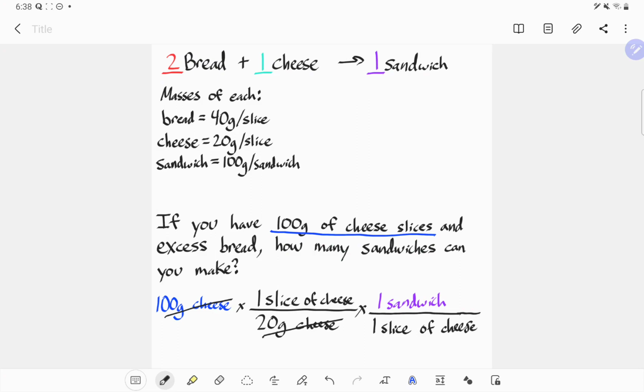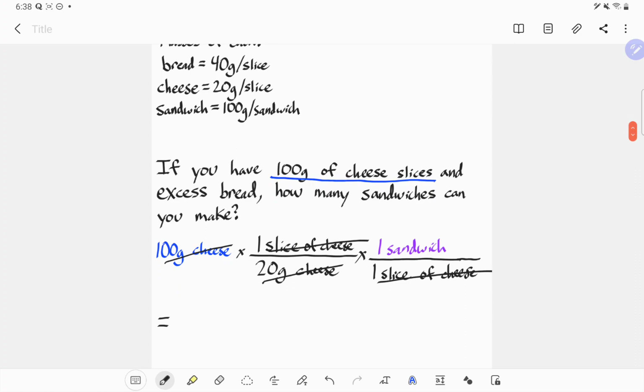All right, and when we plug this in, we're going to be able to cancel out the units of slices of cheese, and we plug this into our calculator, we're going to hit equals, and we will see that we will produce a total of 5 sandwiches.